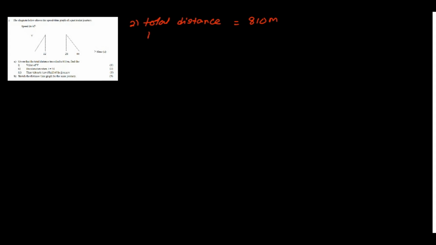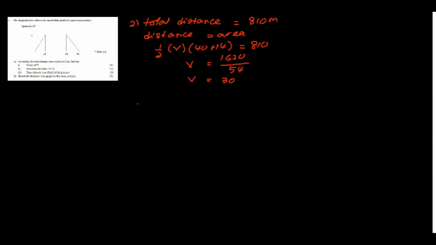So remember, this is a speed-time graph, that means distance equals area. So it is half times v, then times 40 plus 14, equals 810. So v equals 1620 divided by 54. So v, you get 30.